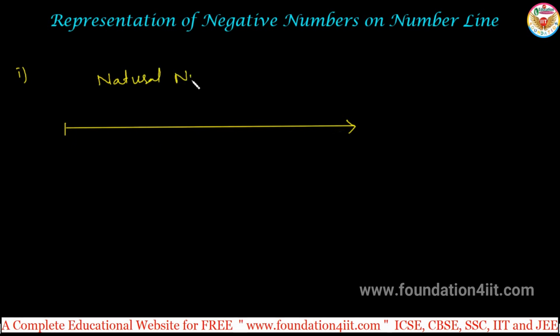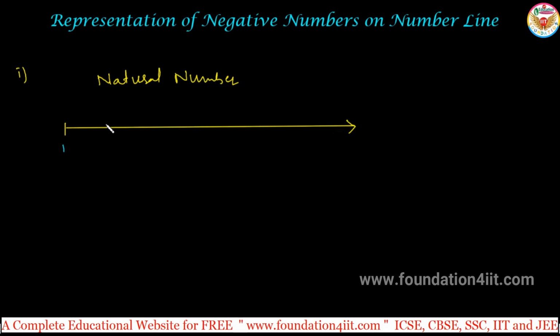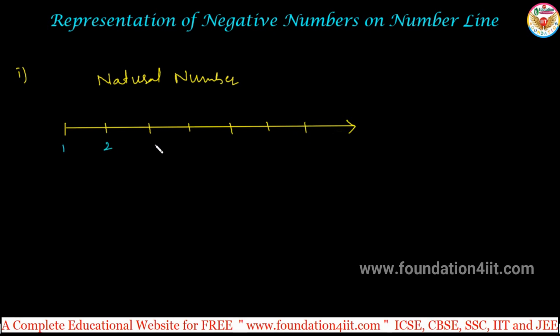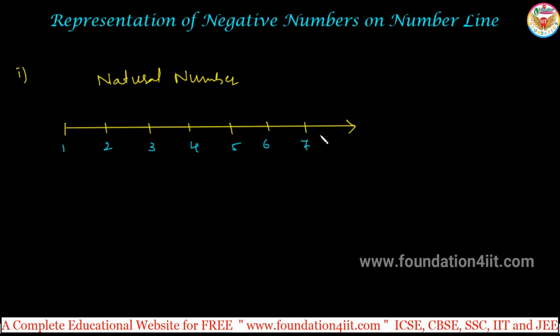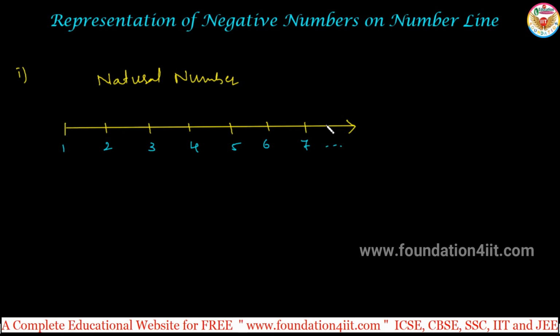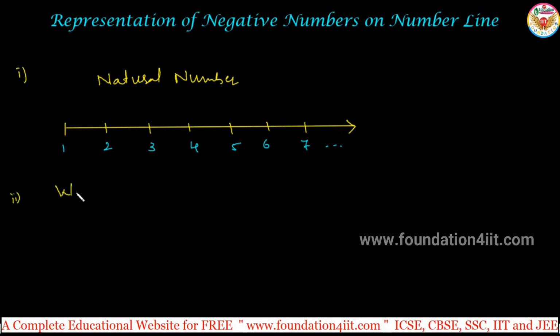When you come to these natural numbers, the starting number is 1, right? Again 2, 3, 4, 5, 6 and so on. So here is 1, 2, 3, 4, 5, 6, 7, and so on. There is no arrow mark on the left side, you can notice this, only on the right side. So 0 is the starting point. And next, the whole numbers.